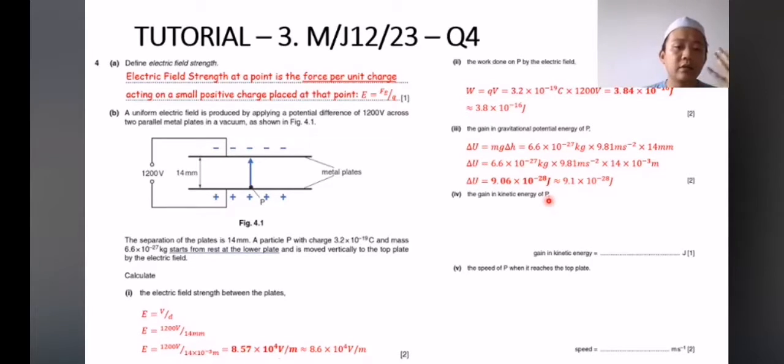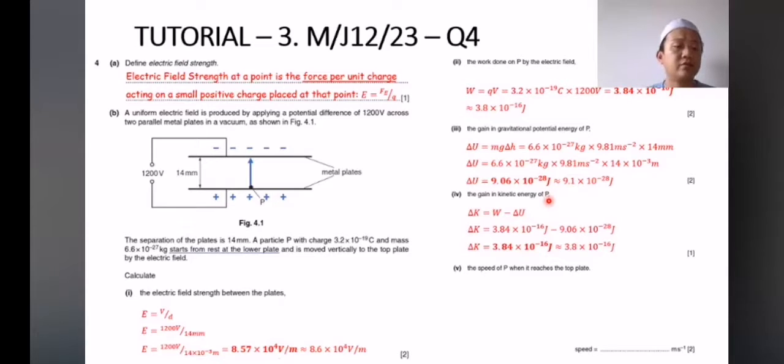Benda ni dia kita tengah naikkan benda tu ke atas. So the work done in order to move this particle going up is what? How do you calculate it? So we know the value of work done is equals to W equals to QV. The gain in potential energy is the value in part number 3. So in order to determine the kinetic energy, it is actually the difference between the work done and the potential energy. So delta K is equals to W minus delta U. Yeah, that's why. So it's a different setting.